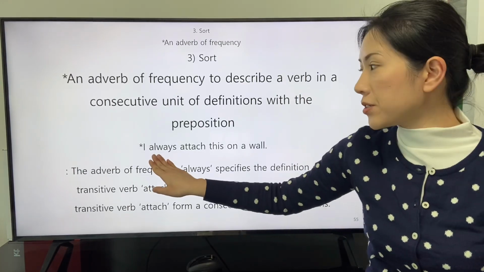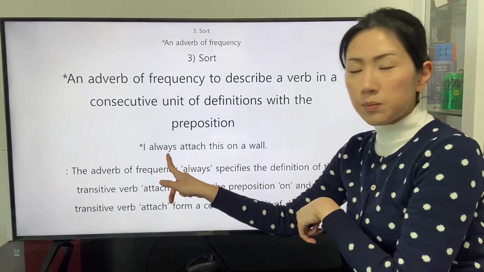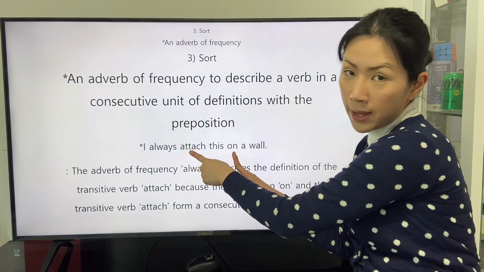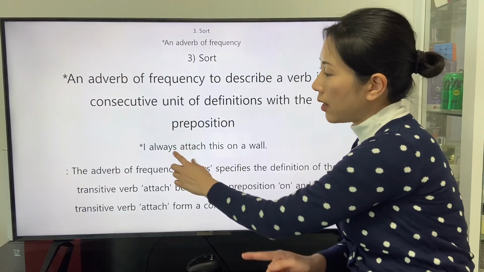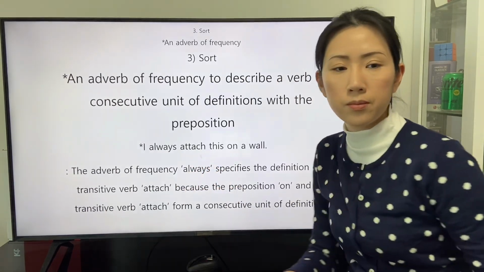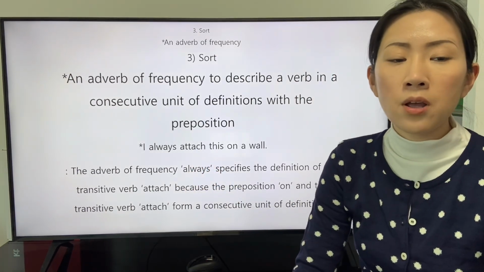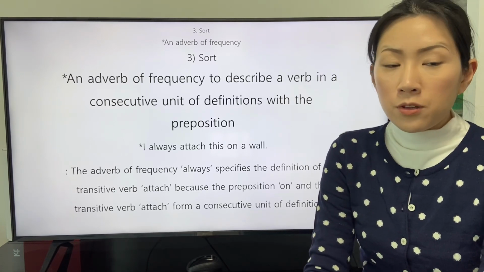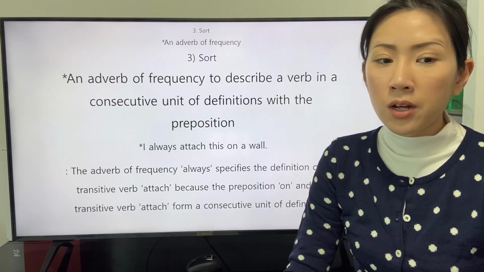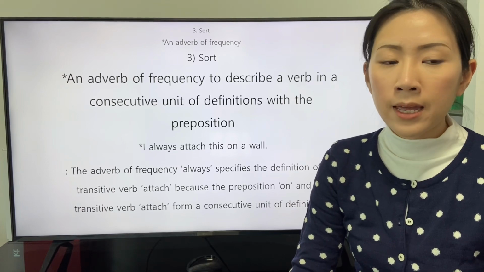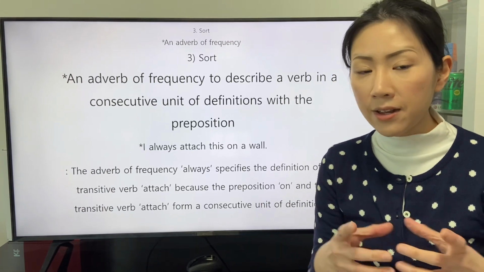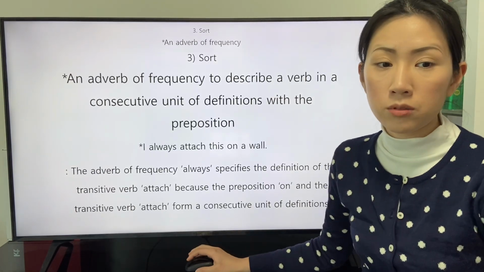The adverb of frequency always specifies the transitive verb and the preposition on at once. The adverb of frequency always specifies the definition of the transitive verb attach because the preposition on and the transitive verb attach form a consecutive unit of definitions.